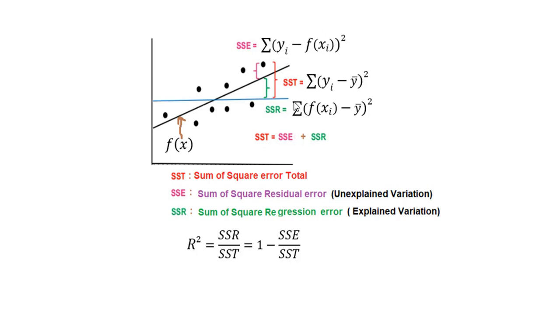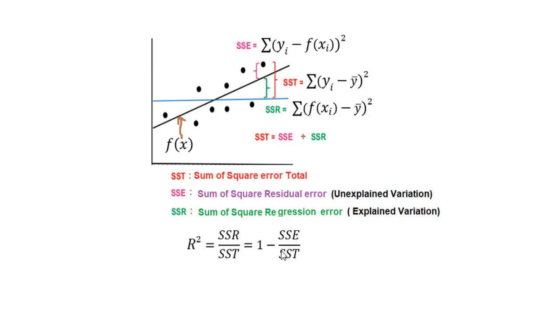From this diagram, you could say SST equals SSE plus SSR. Then the correlation coefficient squared, R squared, equals SSR over SST. We can also write it as 1 minus SSE over SST. In other words, when SSE is increasing, R squared is decreasing.